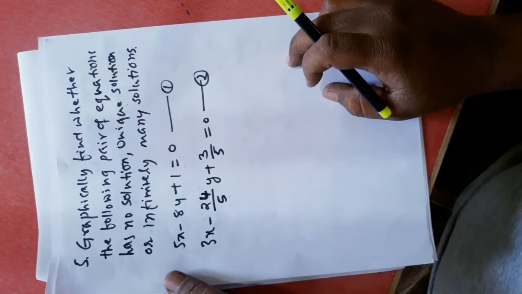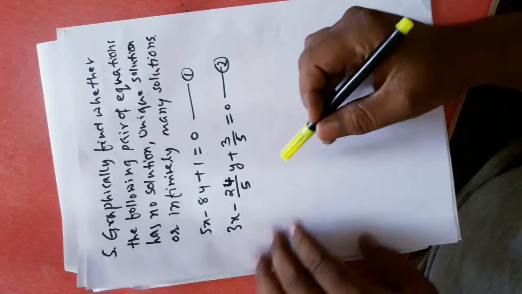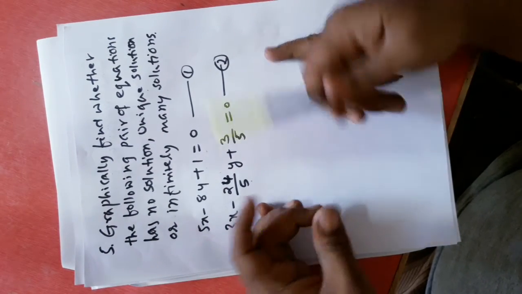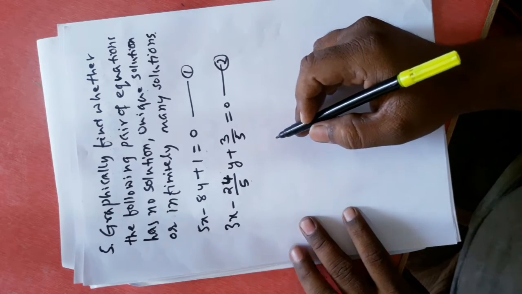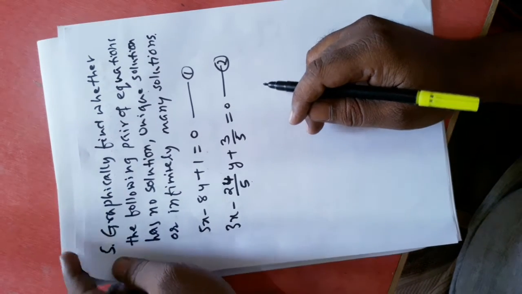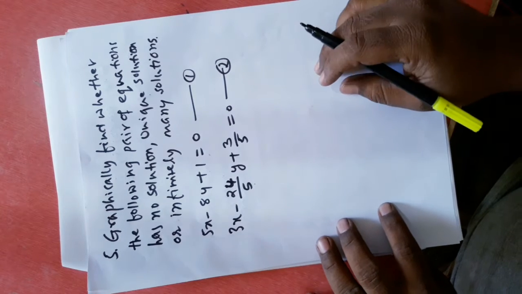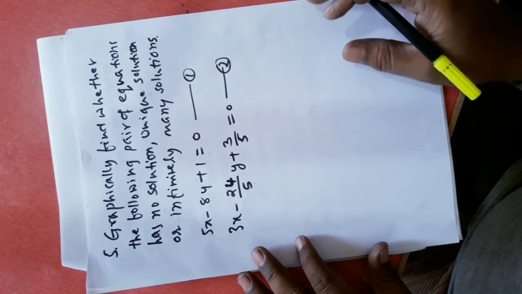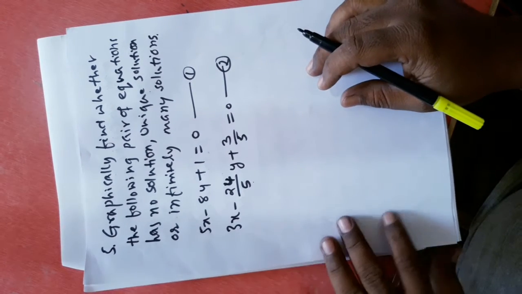So students, in yesterday's class we have seen the conditions for consistency and inconsistency. By comparing the ratios A1 by A2, B1 by B2 and C1 by C2, we can say whether the lines are intersecting, coincident, or parallel to each other. Today in this video, let us continue with some examples and also solve exercise 3.2 problems.